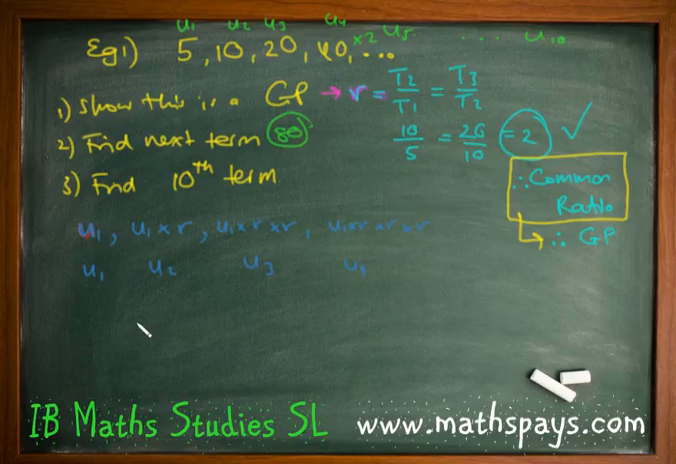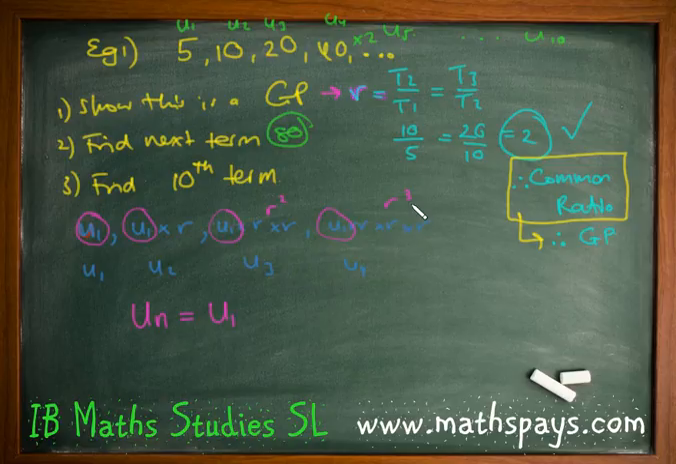If I want to have a formula for Un, just like we did for the AP, what's common in all these things? Hopefully you recognize that there is a U1 in absolutely every single one of those 4 terms, and that was quite similar if you remember for the AP. But what's happening now? In the first term we just have U1. The second term we have this times R. In the third term we have times R squared. In the fourth term we have times R cubed.